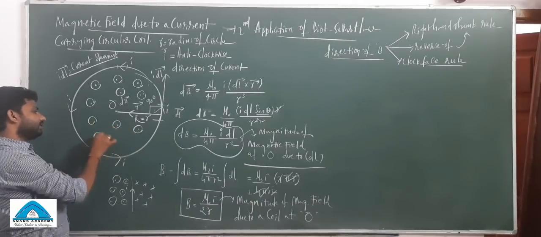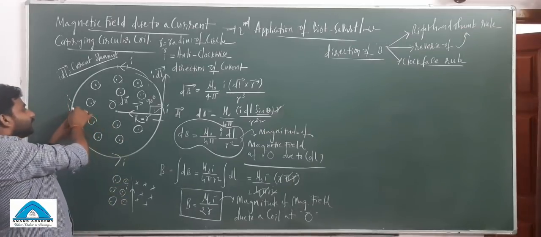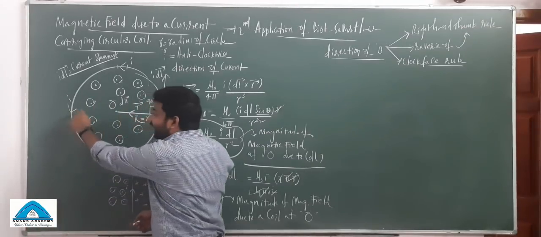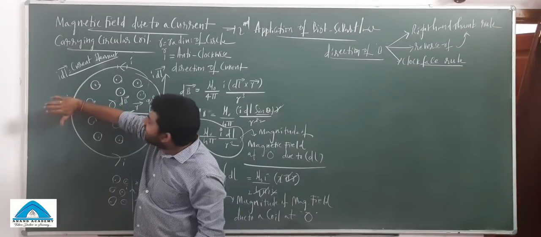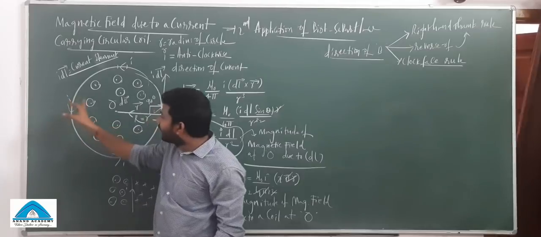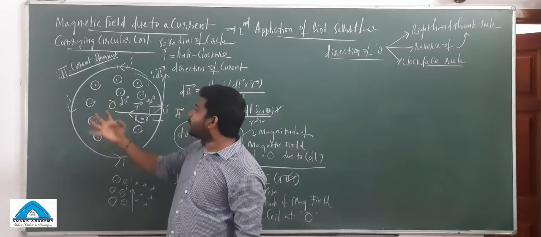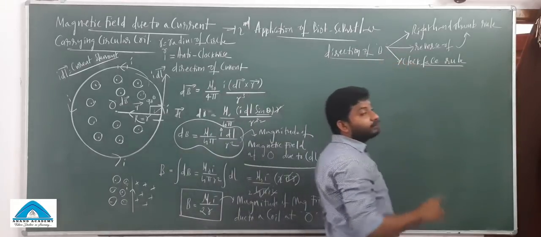Are you understanding the concept? Field lines are out of the plane. At any point, take a small length of a straight current carrying wire with the current in this direction. On the right side of it the field lines are into the plane, and on the left side the field lines are out of the plane. Are you understanding? So this is the right hand thumb rule.